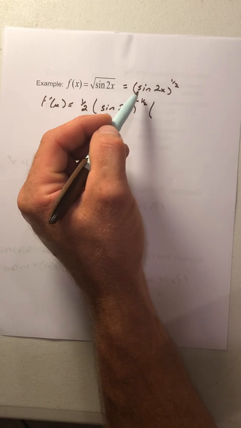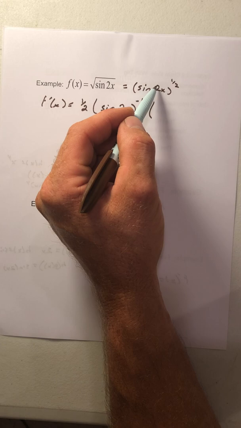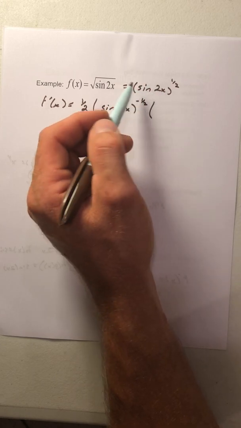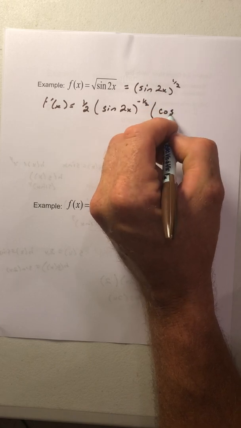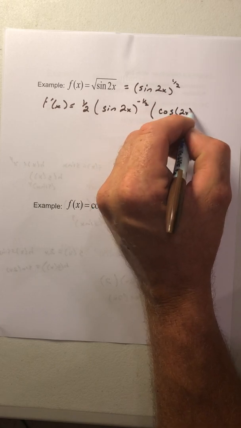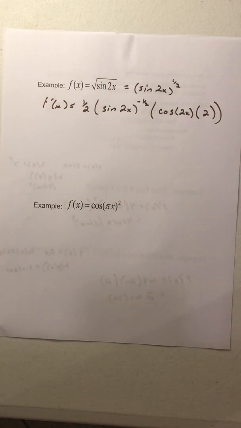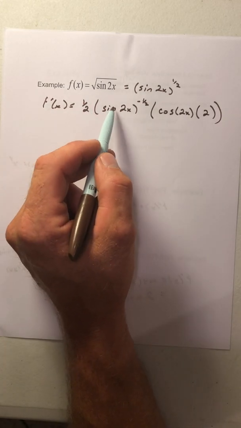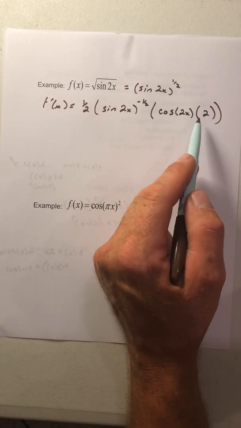Well, derivative of the inside, we have the derivative of a trig function of an angle that's not just x. So we have another chain rule in there. So derivative of sine of 2x is cosine of 2x, then times derivative of the angle, which is 2. So here we see we have a chain rule within a chain rule. Be very careful and make sure that you step out what we've got there. So we've got here now 1/2 times the sine of 2x to the negative 1/2 times the cosine of 2x times 2.